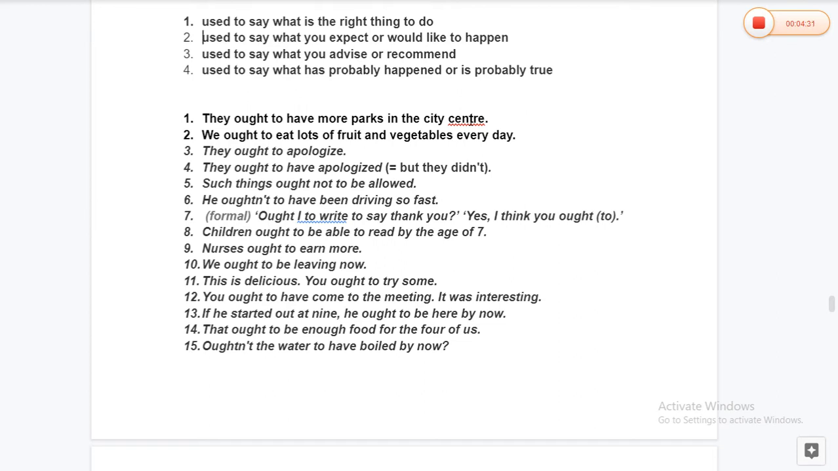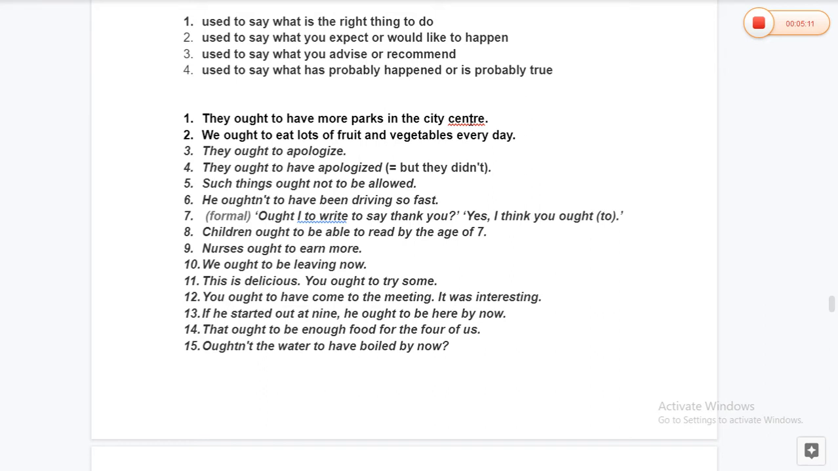Used to say what you expect or would like to happen. Your expectations or your assumptions are expressed by ought to. Used to say what you advise or recommend. If you are advising somebody or recommending somebody to do something, then you use ought to. Used to say what has probably happened or is probably true. To a certain extent, likelihood is also expressed with ought to, but that possibility or likelihood or probability is backed up with some logic or assumptions.